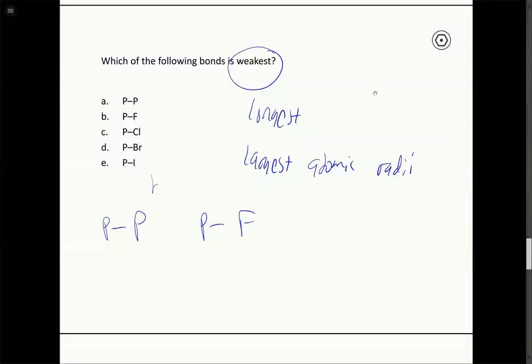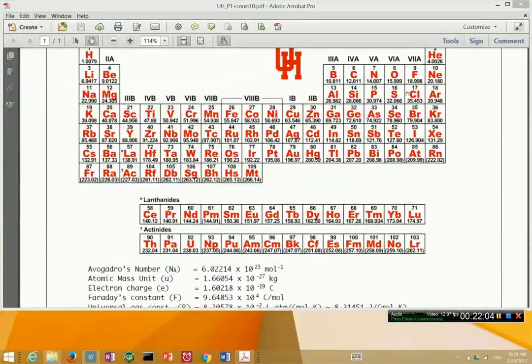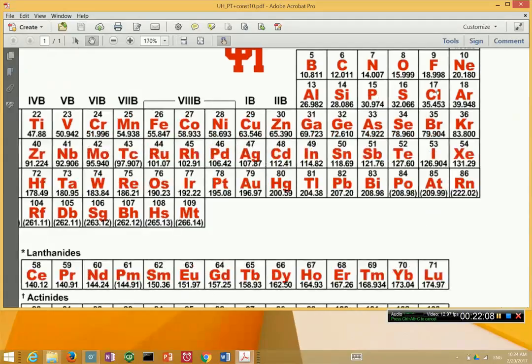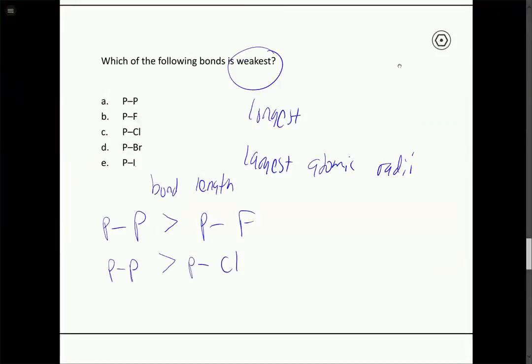So if we're comparing bond length, P-P is larger than P-F, so that's going to be our winner so far. We're looking for the longest bond to find the weakest one. Then if we compare phosphorus to P-Cl, phosphorus and chlorine are in the same row, so chlorine here is smaller than phosphorus, so that's going to give us a smaller bond. So again, P-P is larger.